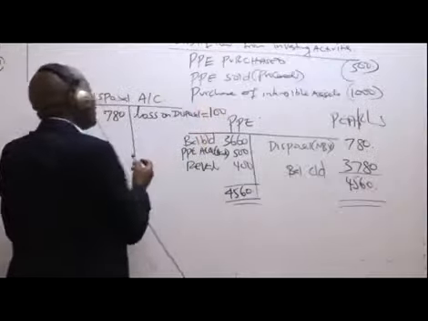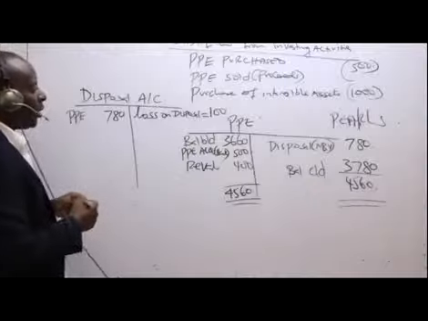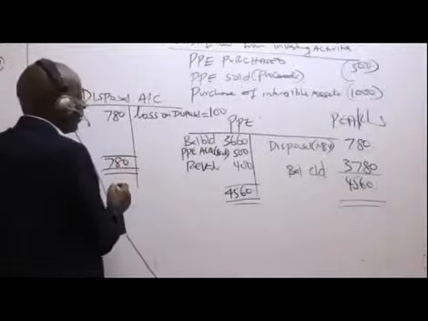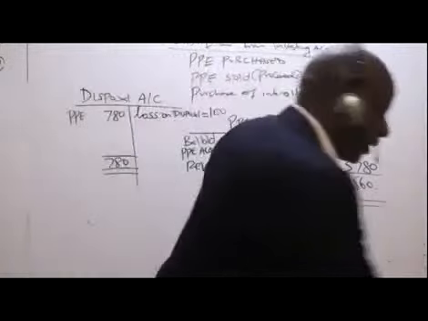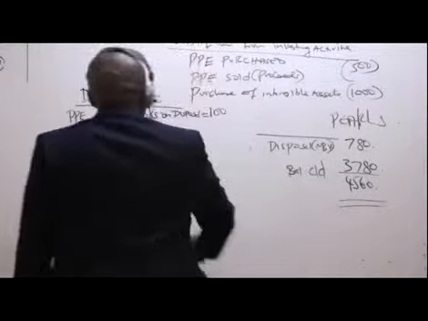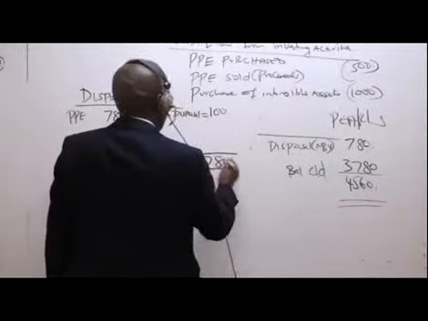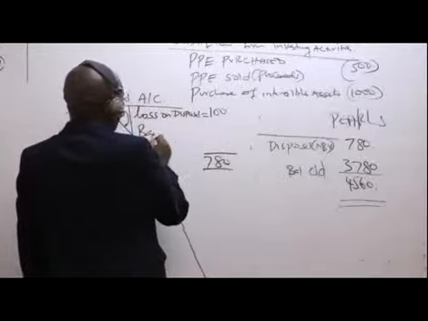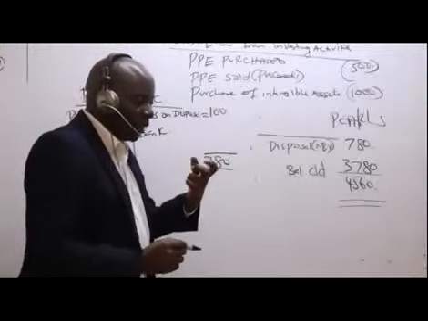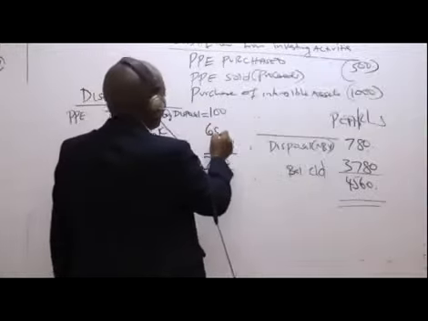So then could you kindly go ahead and do the balancing. When you do the balancing, what do we have, ladies and gentlemen? We have 780 here, 780 here, and 780 there as well. So in this case, out of whatever we disposed, we received how much in form of cash? 680. This is what we received, 680.